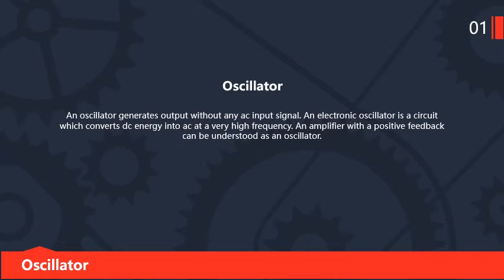Oscillator. An oscillator generates output without any AC input signals. An electronic oscillator is a circuit which converts DC energy into AC at a very high frequency. An amplifier with a positive feedback can be understood as an oscillator. तो oscillator एक ऐसी डिवाइस है जो कि जनरेट करता है आउटपुट विदाउट एसी इनपुट के, और हम कह सकते हैं कि ऑसिलेटर एक ऐसी इलेक्ट्रॉनिक्स डिवाइस है जो कि कन्वर्ट करता है डीसी एनर्जी को एसी एनर्जी.